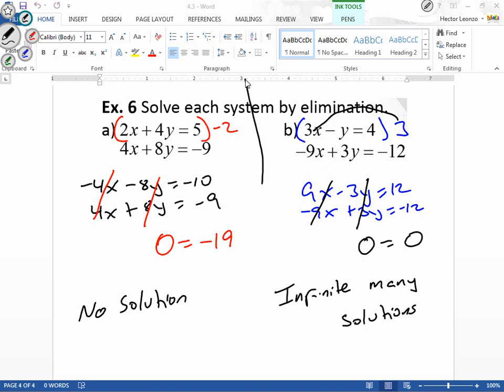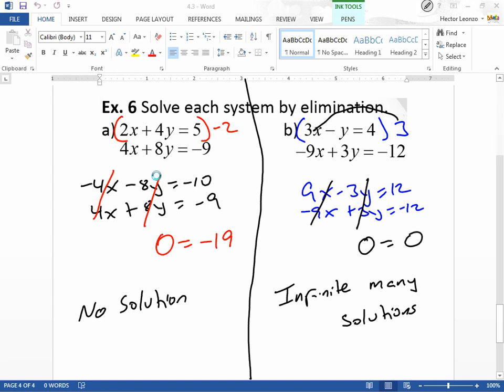Now, let me explain the difference of these two special cases. Here, no solution, right? When my numbers are different, we call it no solution because we cannot find an x and a y value that are going to make both equations true. It is impossible. If we did this by graphing, we're going to have two lines that are parallel and they will never intersect. I know special cases in substitution, we saw it. Different numbers, we call it no solution.